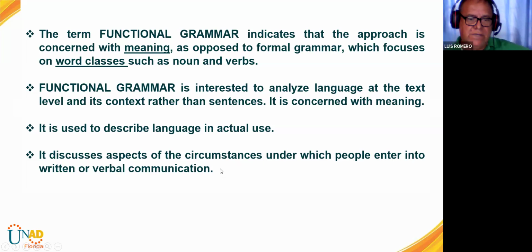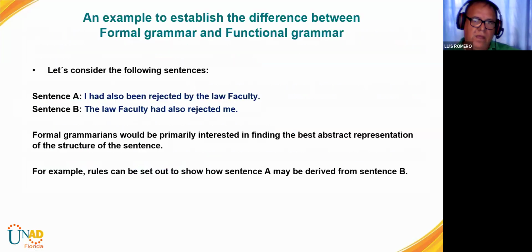So this part is important because the functional grammar perspective not only deals with written forms, but also with verbal communication. So it analyzes what's going on within the sentence, but considering what meaning is. It focuses on meaning. An example to establish the difference between these two perspectives, formal grammar and functional grammar, is the following. Let's work with the following sentence.